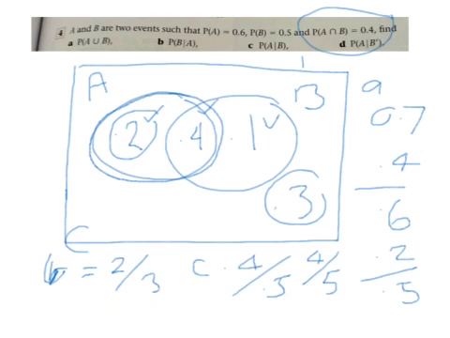So to recap then, the answers are as follows. A, 0.7, B, 2/3, C, 4/5, and D, 2/5. And that is the answer. And this is a very similar question to that you would find in an exam.